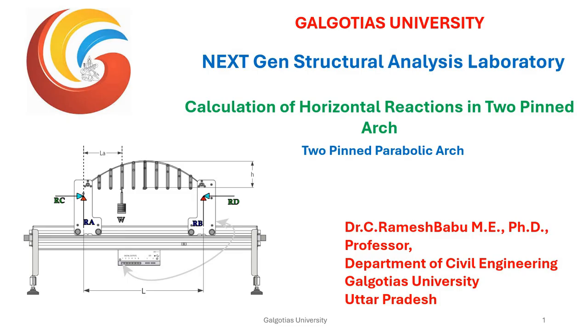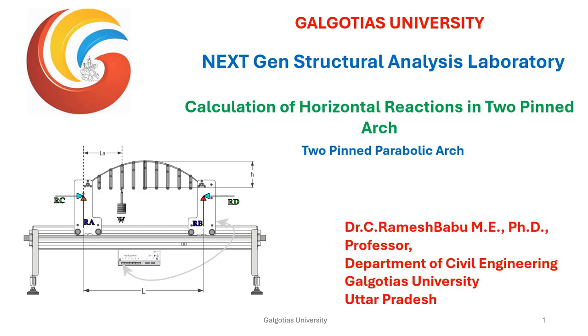In a two-pin parabolic arch, as you observe from this figure, RC is the horizontal reaction, which is equal to RD, and RA and RB are the vertical reactions. You can apply a load W at any distance LA from the left support, and the span of the arch is L. With these details, we will go further and evaluate the value of the horizontal reactions RC and RD.